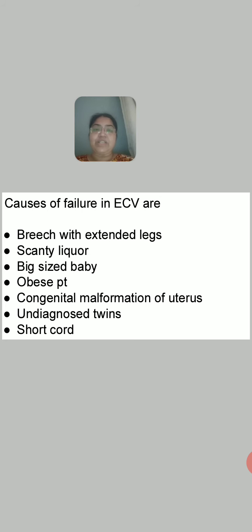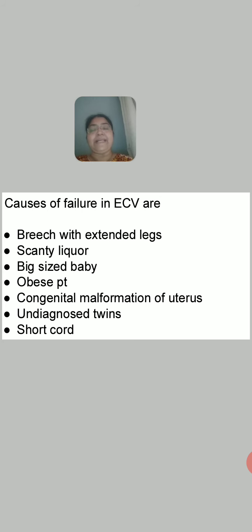Now if the version fails, what are the causes of the failure? Breech with extended legs. In the extended legs, the feet are at the head level. So the kicking movements which are required for the version will not be possible. So whenever there is breech with extended legs, even though the version is attempted, it may fail.